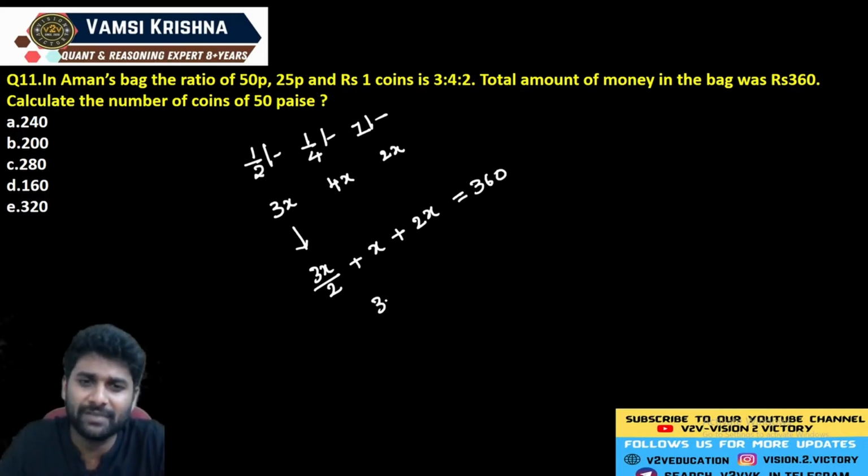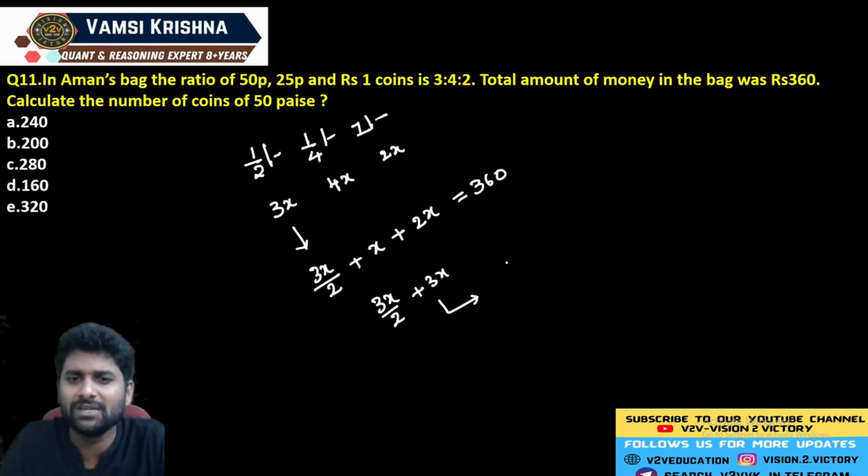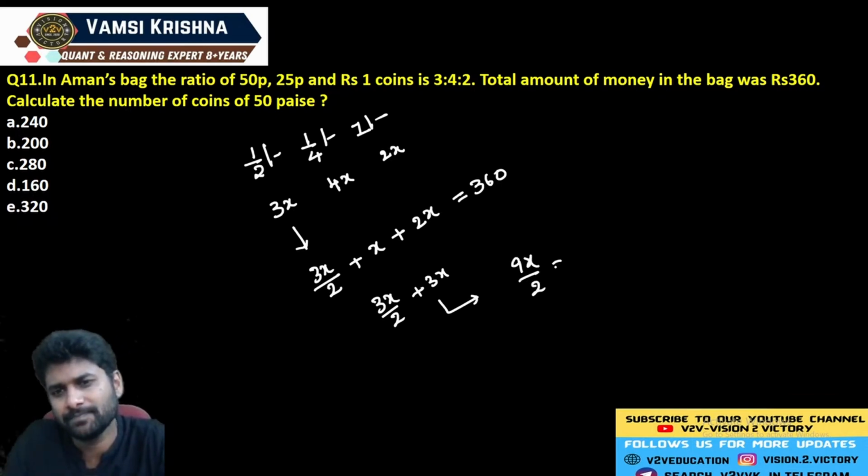Now the total value, see here 3x by 2. Don't go for two calculations. By understanding only, I take step by step here. So it's a value of 9x by 2 equals 360. So try to minimize the maximum number of steps. Remember, guys. So here the value of x is equal to 80.